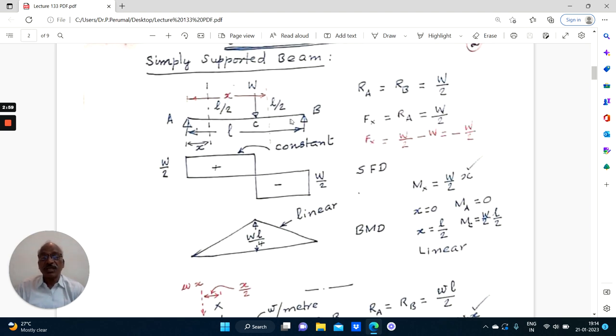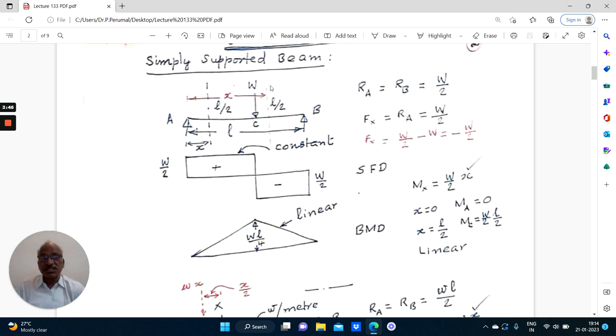That is L by 2, L by 2, simply supported, subjected to central load. Therefore, reaction at both ends will be W by 2. RA equal to RB equal to W by 2 because of symmetry in the structure and the loading. And now coming to the shear force, when we take a section here in between A and C, we know shear force is the algebraic sum of the vertical forces considered either to the right of the section or to the left of the section. Considering the loads to the left of the section, we have only RA, which is equal to W by 2. Therefore, the shear force at this section is simply W by 2, or Fx equal to W by 2.